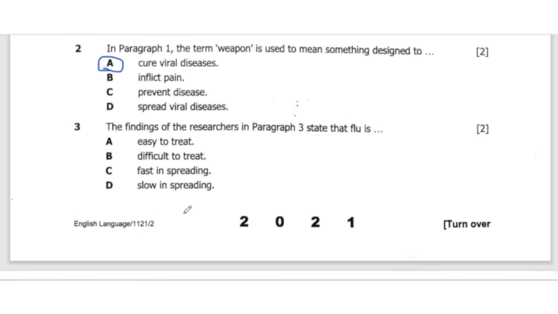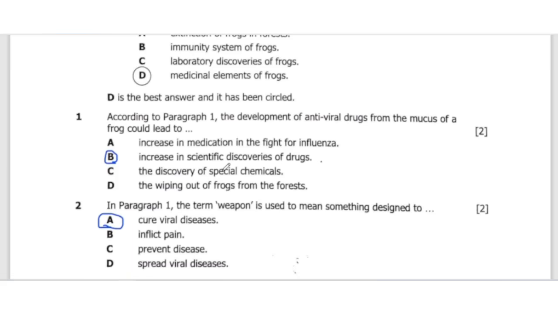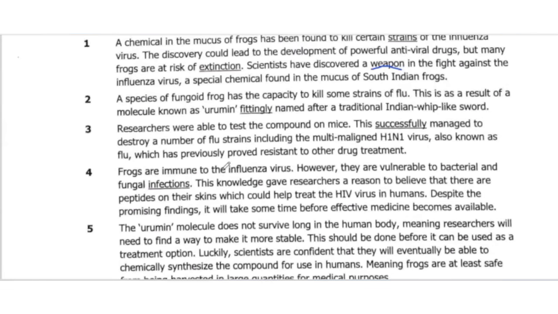Okay. Let's come to question number three, which is: the findings of the researchers in paragraph three state that flu is A, easy to treat, B, difficult to treat, C, fast in spreading, D, slow in spreading. So let's go to paragraph three and read for ourselves so we can get the general idea. It's written as follows: researchers were able to test the compound on mouse. This successfully managed to destroy a number of flu strains, including the murine H1N1 virus, also known as flu, which has previously proved resistant to other drug treatment.